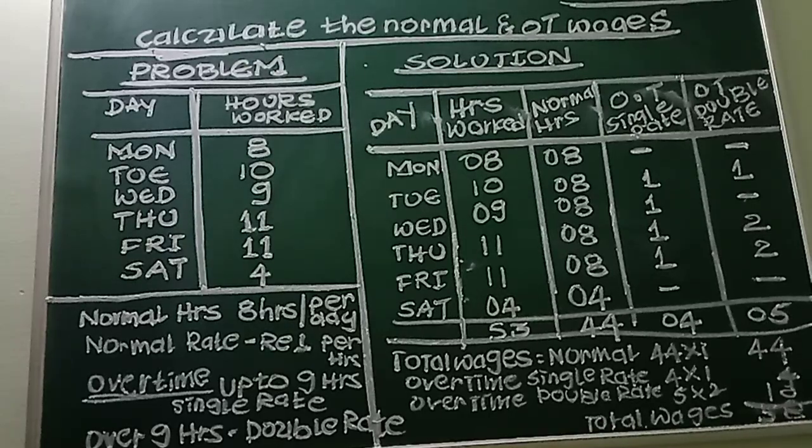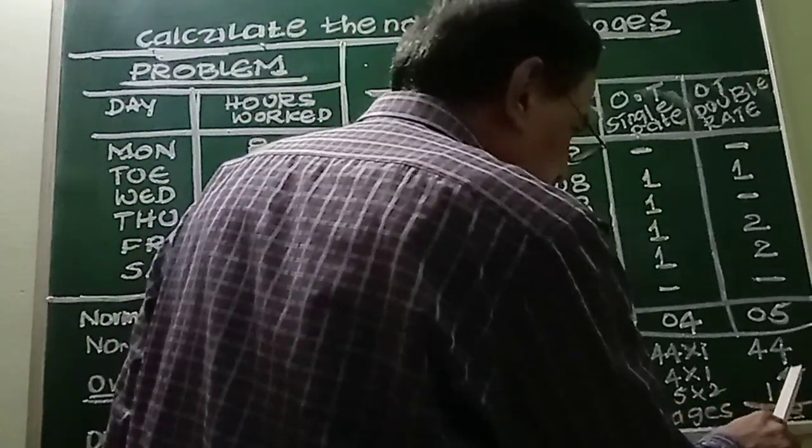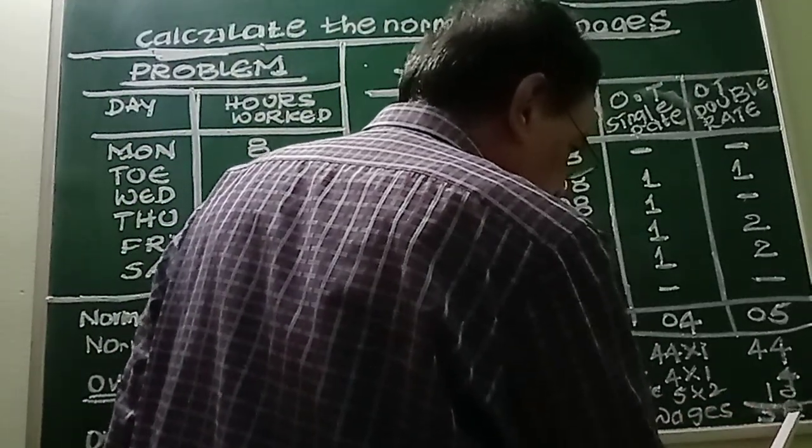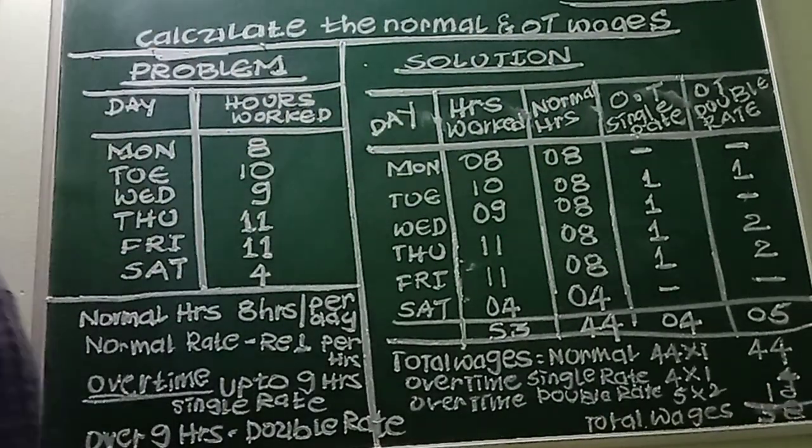See, what is the total wages payable to the worker according to this wage payment system? So 44 plus 4 plus 10 is equal to 58 rupees. 58 is the total wages payable to the worker.